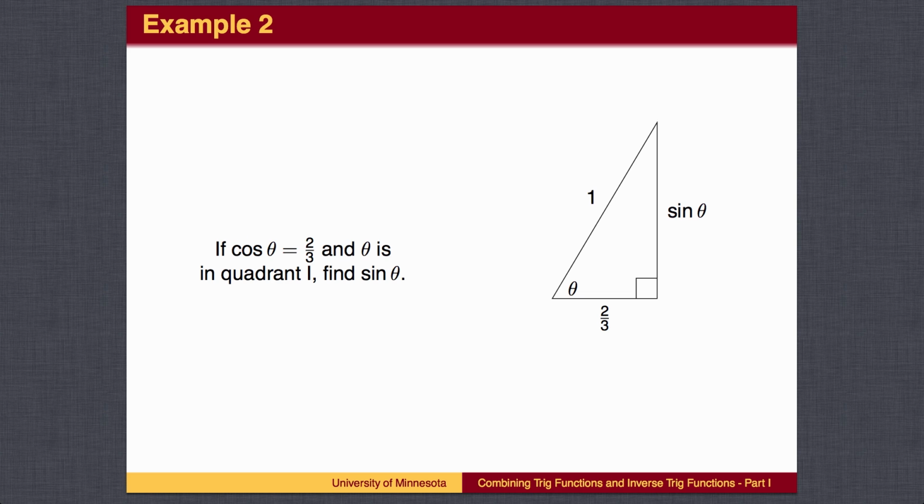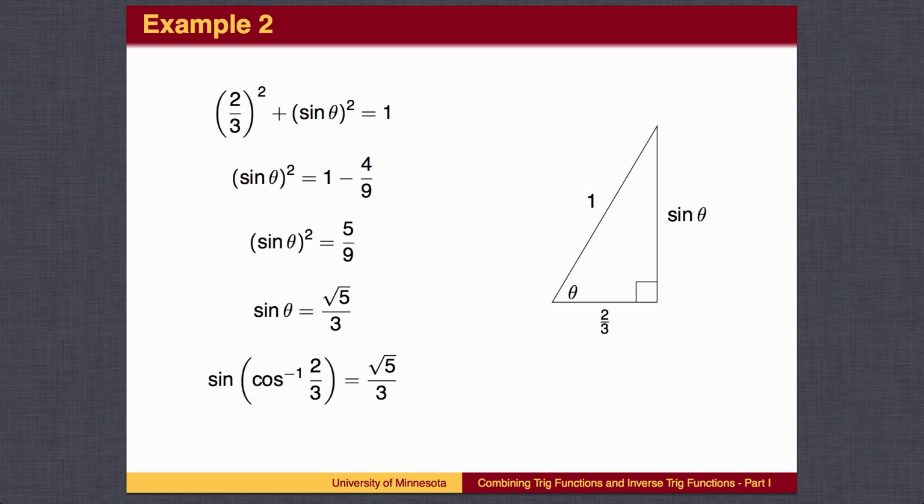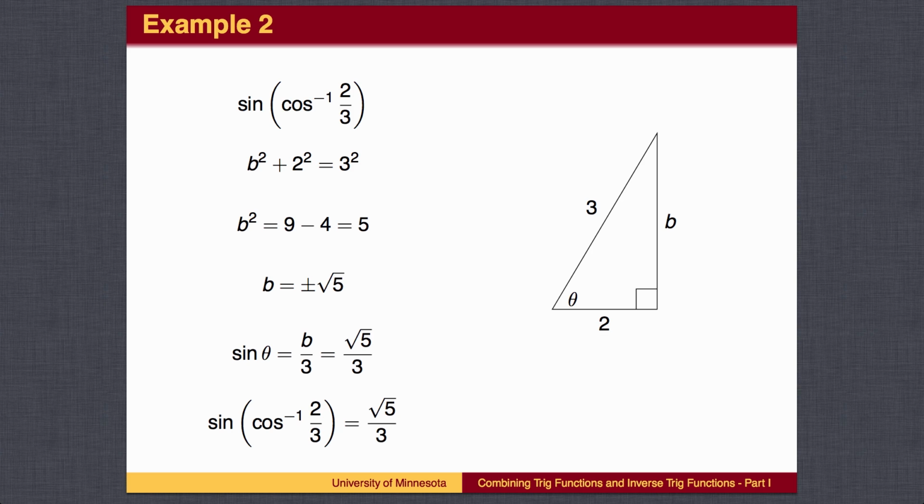Here is the problem restated. We use the Pythagorean theorem and solve for the sine of theta. The sine value is the square root of 5 over 3. We picked the positive value because we are in the first quadrant. We can also do this problem by using the geometric definition to label the triangle, and use the Pythagorean theorem to find the value.